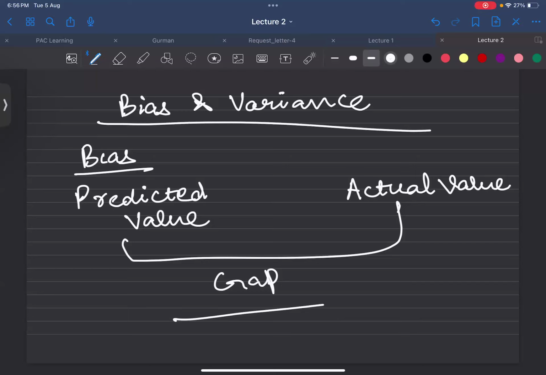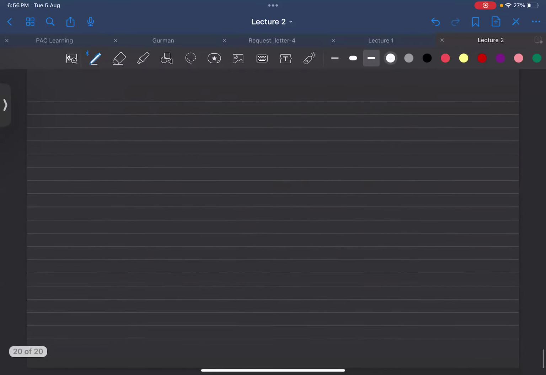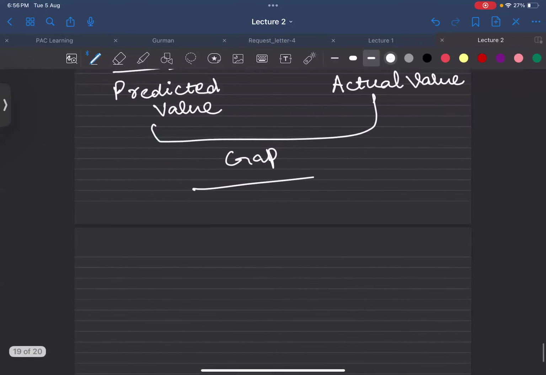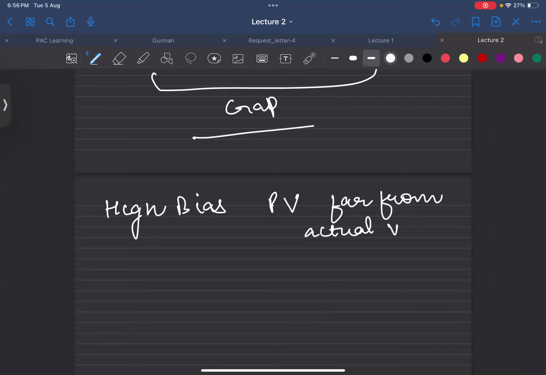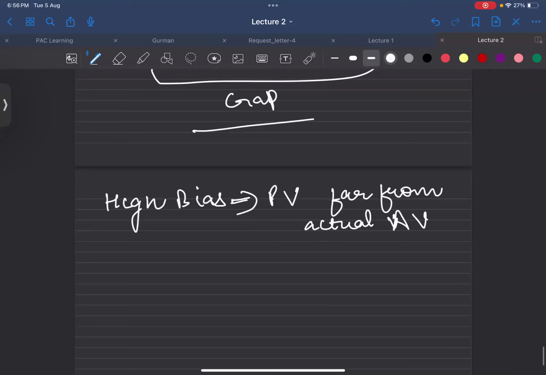Easy words, no complex mathematics. High bias means that the predicted output value is far away from the actual value, means the deviation from the target value is more. Low bias means the gap is very less.